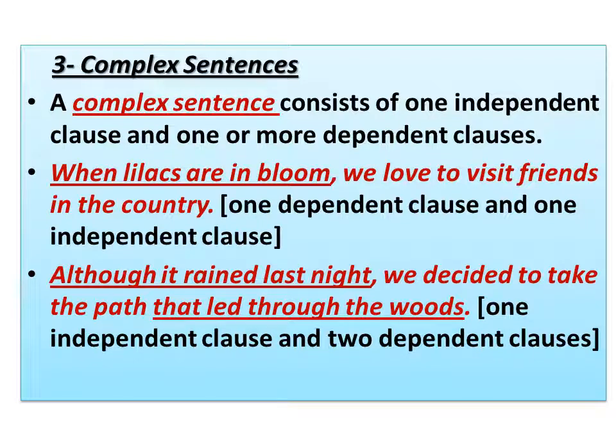مثال تاني: although it rained last night. Although it rained last night دي dependent. We decided to take the path that led through the woods. أنا عندي واحدة independent واثنين dependent. الديبندنت الثانية اللي هي محطوط تحتها خط that led through the woods. واحدة independent واثنين dependent برضو بقت complex sentence.